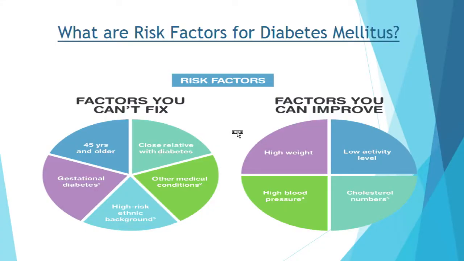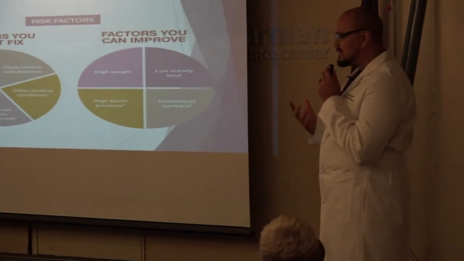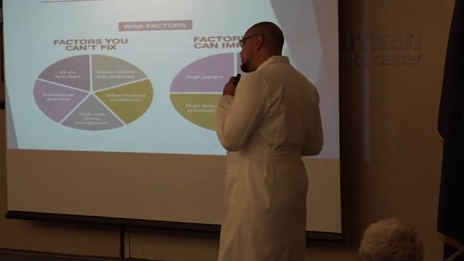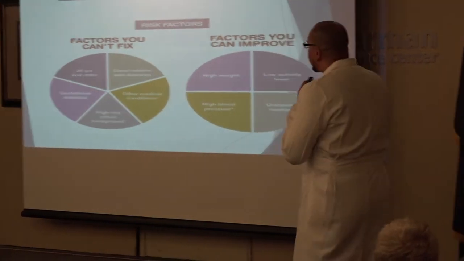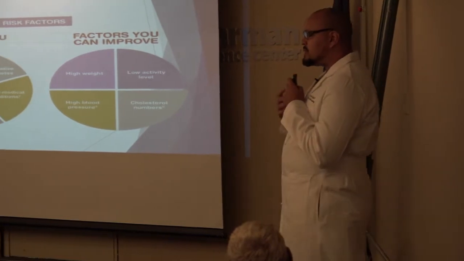Factors that we can improve: weight loss. For those that have not been diagnosed with diabetes, by losing 10 to 15 pounds, that can decrease your risk for developing diabetes by over 50%. Low activity level, cholesterol numbers, high blood pressure, those are all things that you can improve upon that can decrease your risk for developing this disease process.